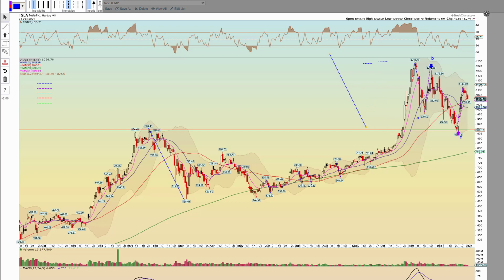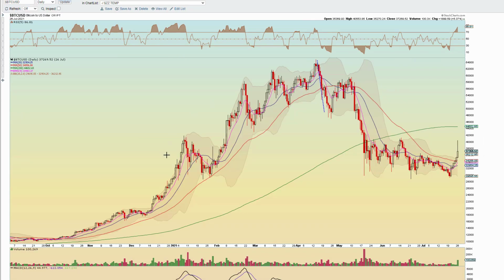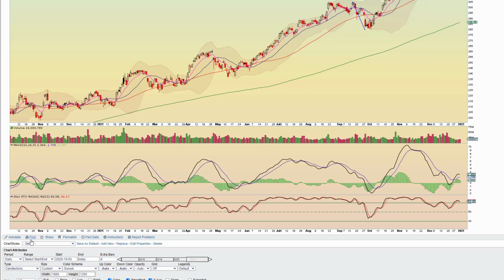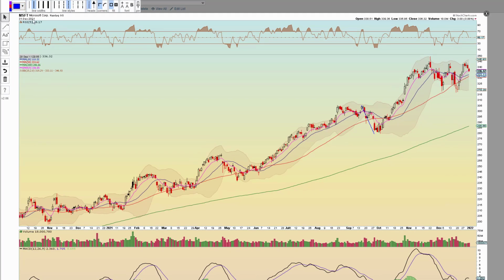Okay. This video is getting rather long. I could do the same thing here with Bitcoin. I was planning to do that, but let's go ahead and skip that. We'll look at one more here. Let's look at Microsoft. You can see this pullback roughly equal to this pullback, roughly equal to these pullbacks, all the same.